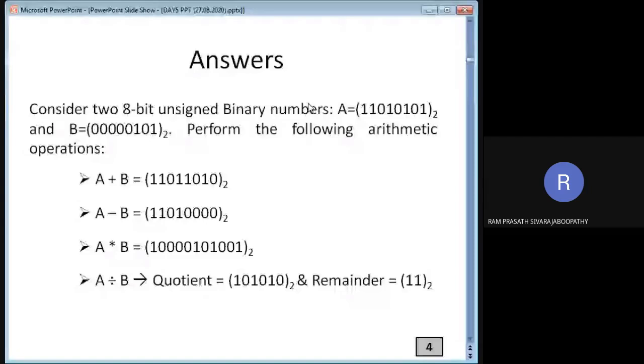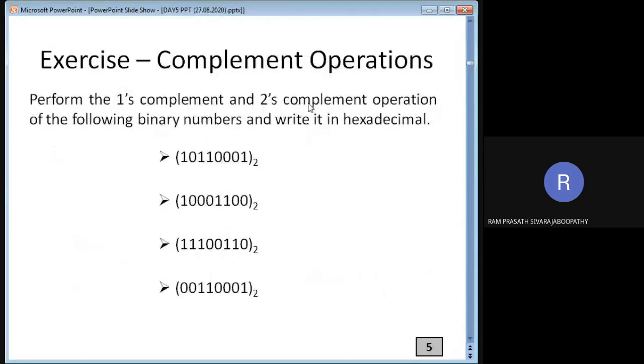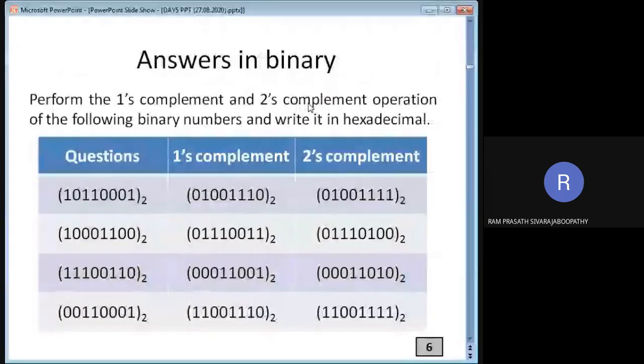Shall we go to the next slide? Yes. Okay. Then we have given another exercise regarding the complement operation. So we have asked you to find the ones complement and twos complement of the given numbers and convert it to hexadecimal. So these are the answers for the ones complement and twos complement operation in binary form. Take a screenshot. Shall we move to the next slide?